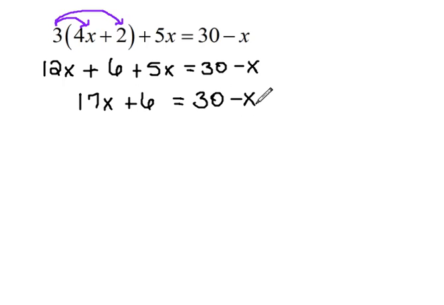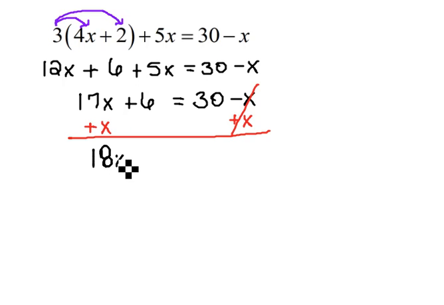Alright, so now once we've collected like terms or simplified each side, now it's time to start moving things across the equal sign. So in this problem, I think that I'm going to move this negative x by doing the opposite of it. The opposite of negative x would be positive x. So remember, we can do that as long as we do it to both sides of the equation. So on the left-hand side now, we're going to have 17x plus 1x would be 18x plus 6 equals, and then over here on the right we have 30.